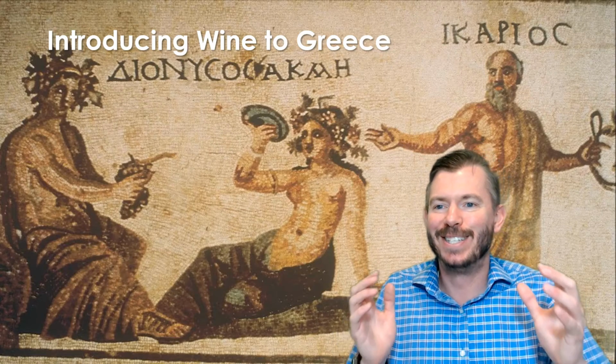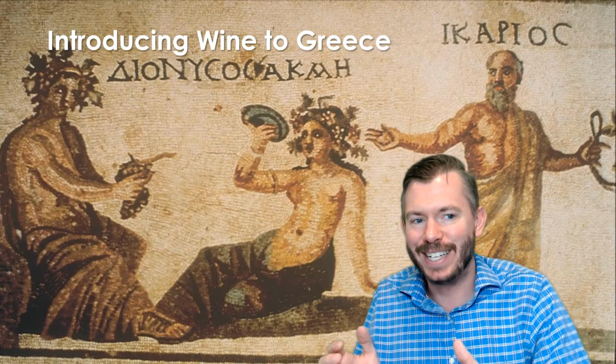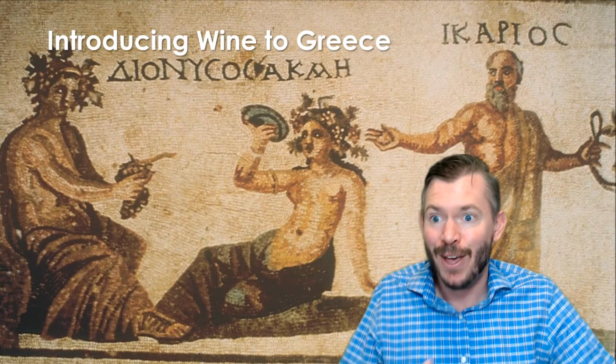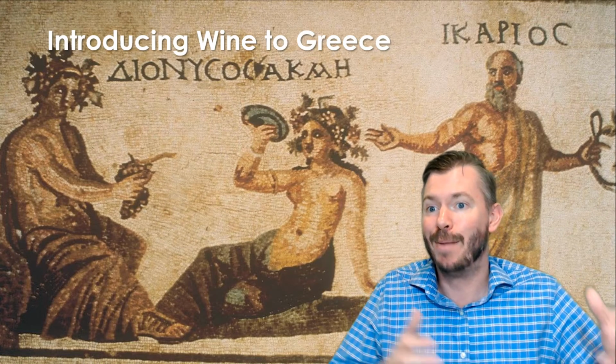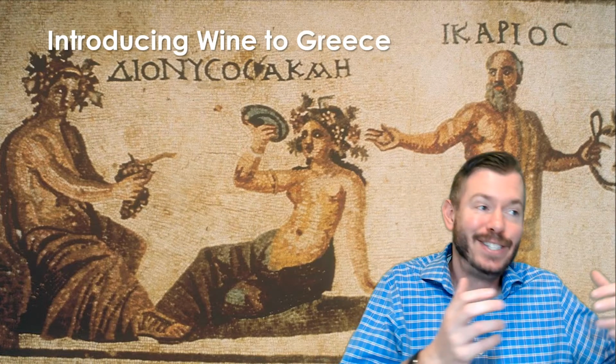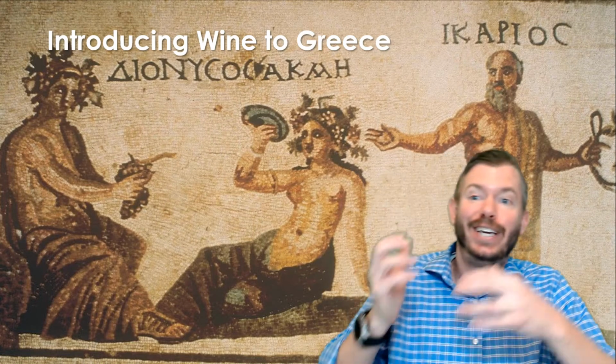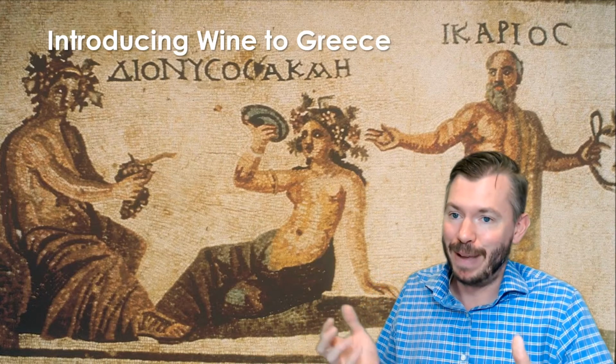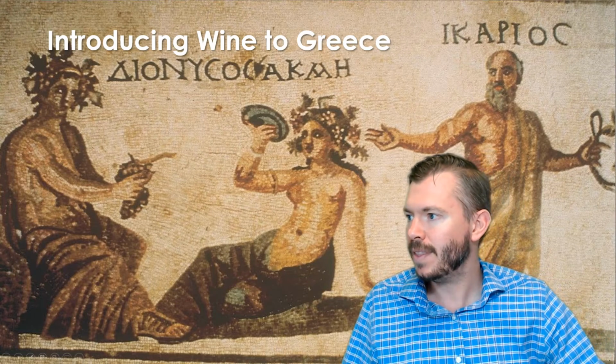Although the story doesn't start out so beautiful, because he gives it to this guy, Icarius. Icarius gives it to his friends. They all pass out. The families of those guys end up killing Icarius. Then his daughter finds him dead and she kills herself. A pretty bloody mess to start with the beginning of wine in Greece.